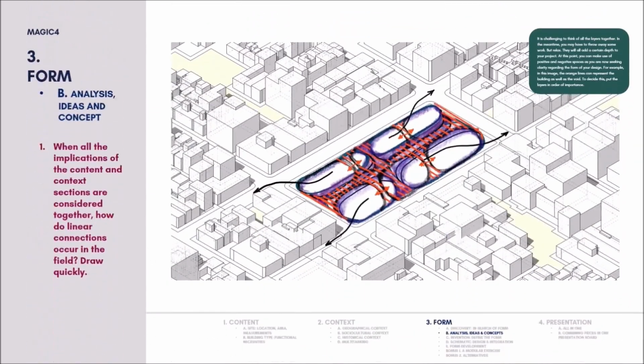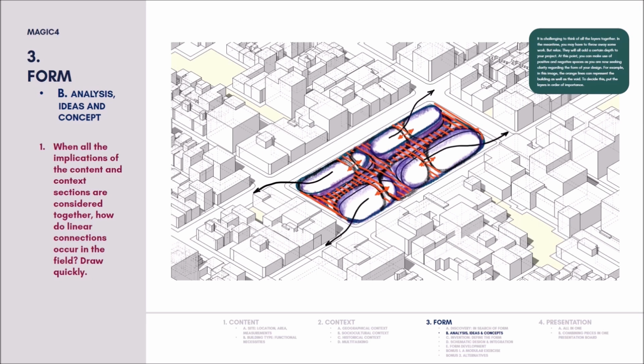B. Analysis. Question 1. When all the implications of the content and context sections are considered together, how do linear connections occur in the field? Draw quickly. It is challenging to think of all the layers together. In the meantime, you may have to throw away some work. But relax. They will all add a certain depth to your project.